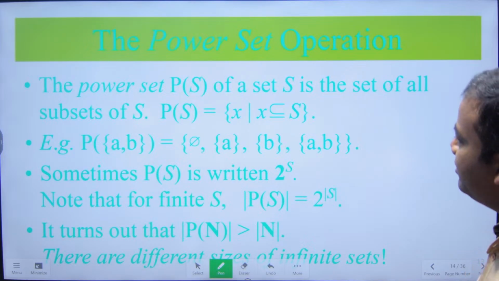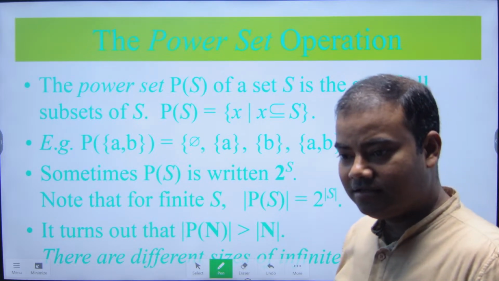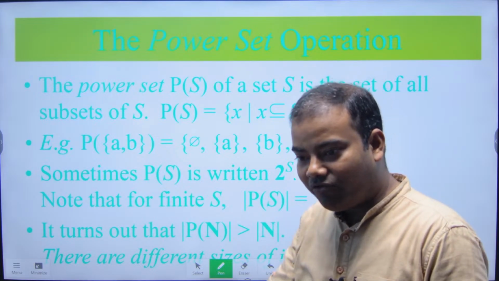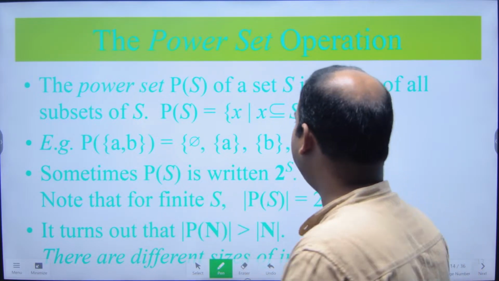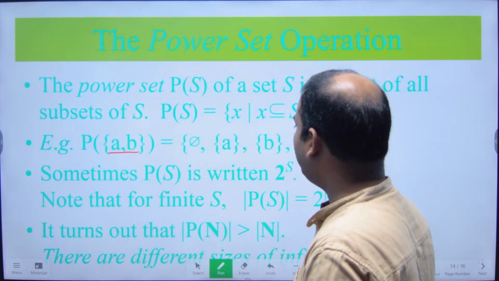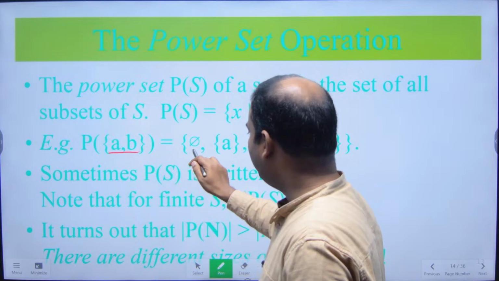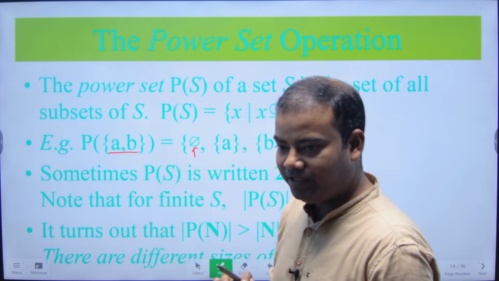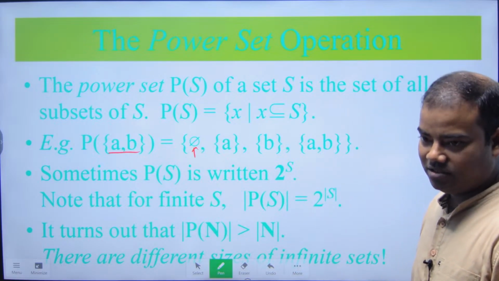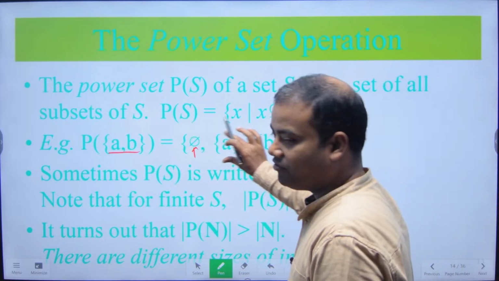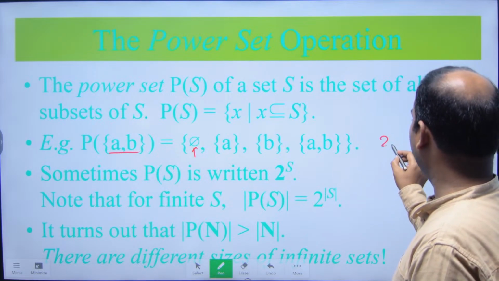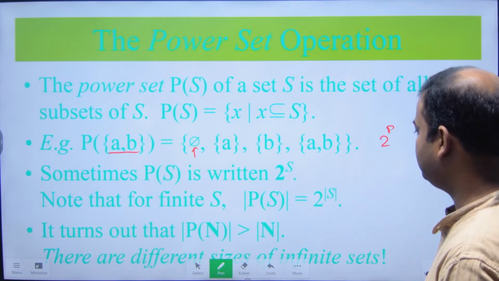Power set. What is power set? Power set is the set of all subsets. For example, if this is {A, B}, then how many subsets are possible? Phi is a subset of every set, then {A}, {B}, and {A, B}. This is called the power set of this, and this can also be written like 2 power P.